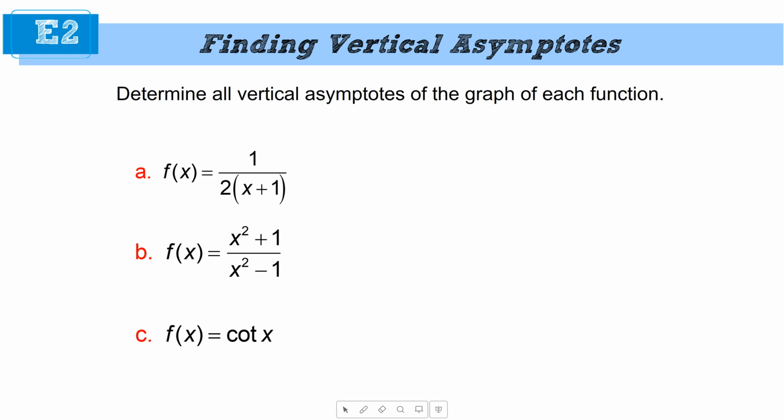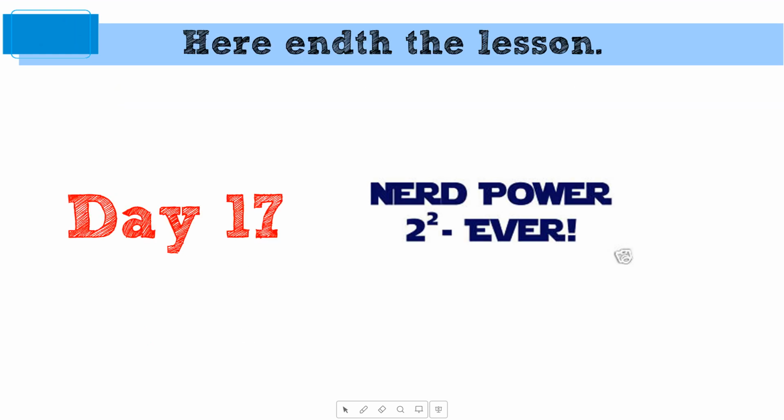Where are the asymptotes for cotangent? Pi. And? 0. And? 2 pi. And? 3 pi. And? 4 pi. How do we summarize that? K pi. Okay, we're done.